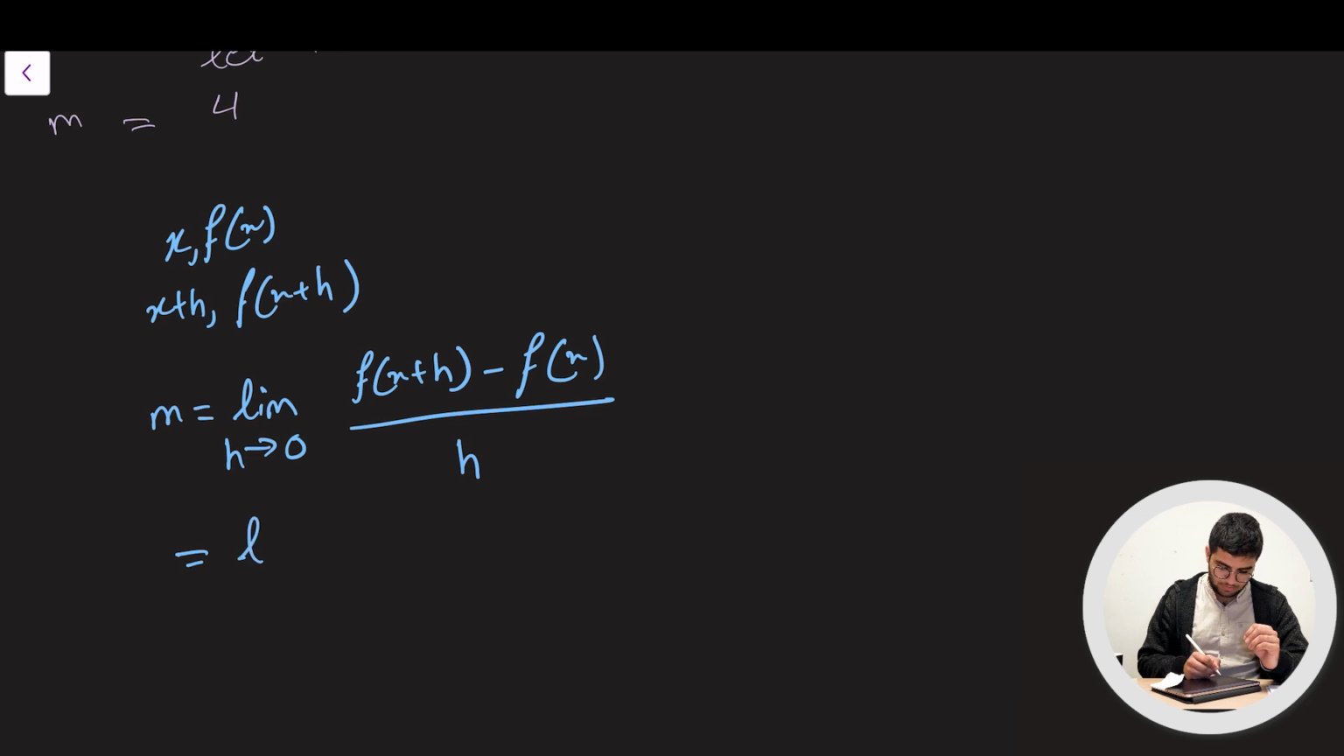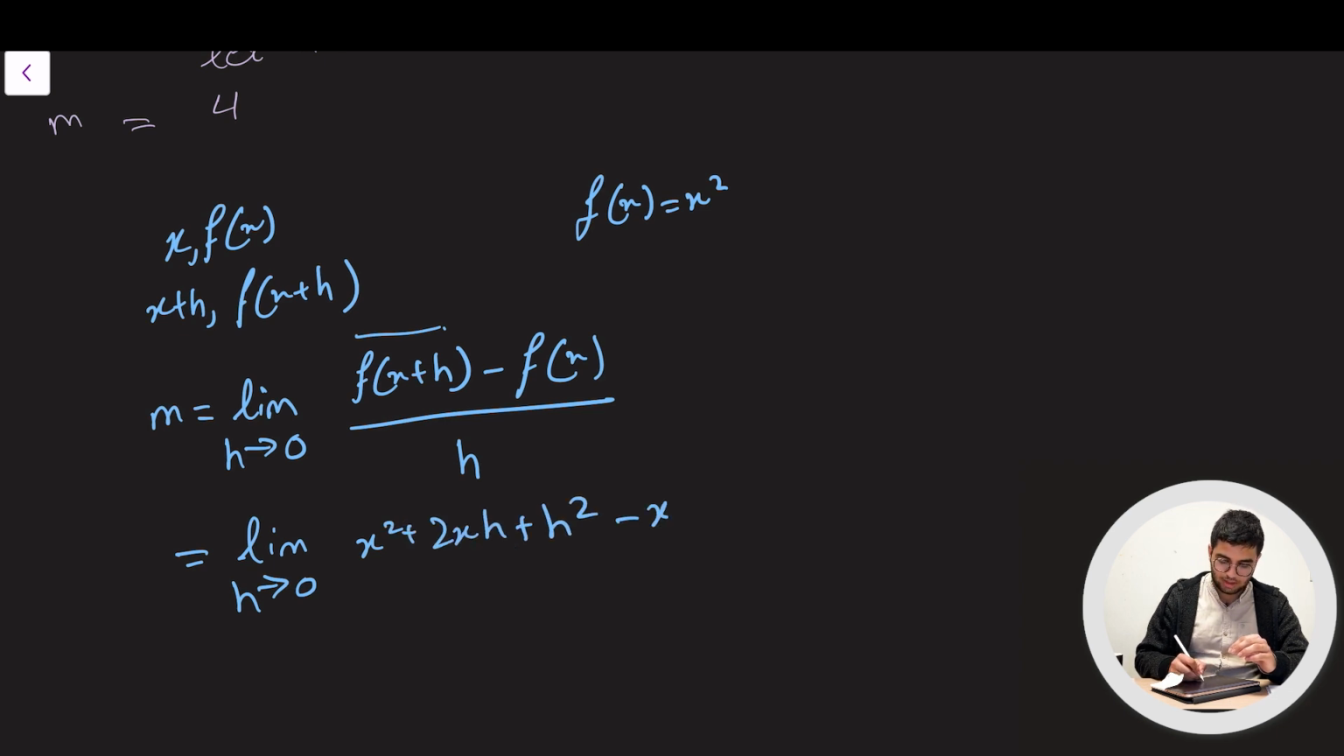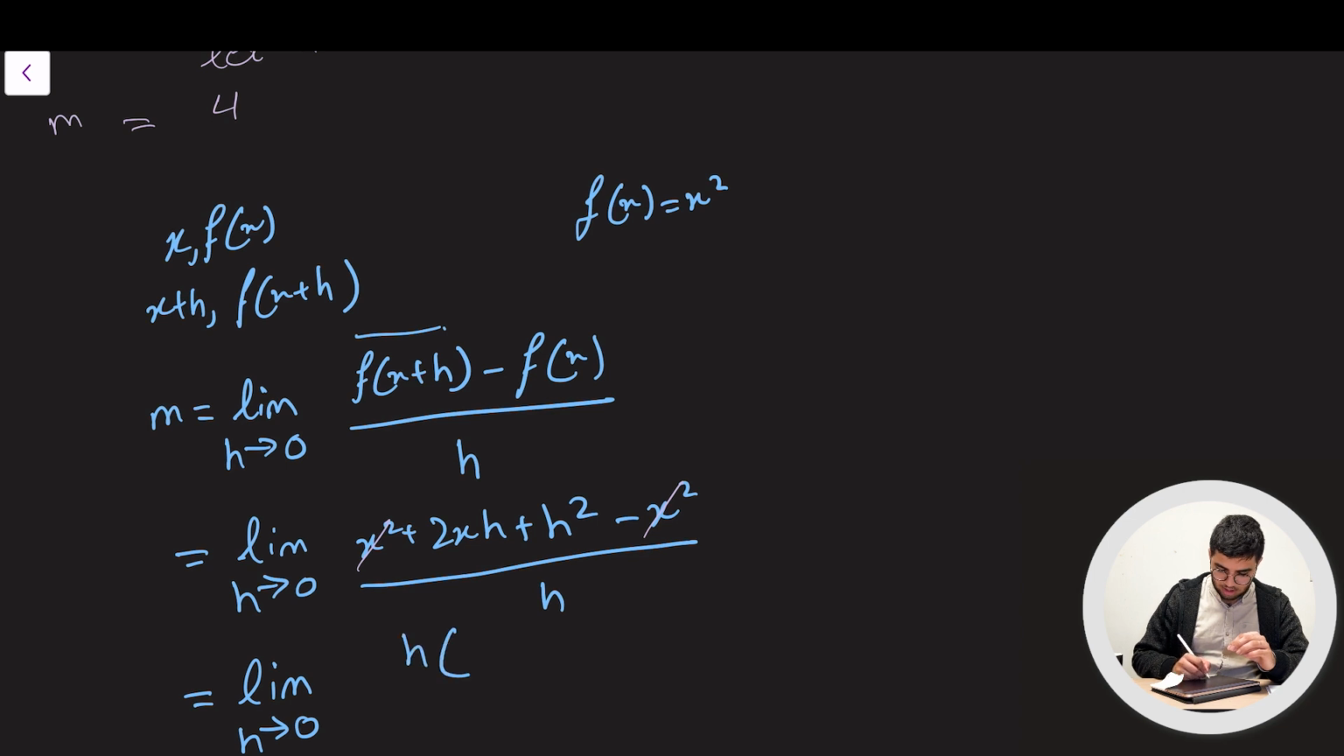Let's keep going. We know that our function is still f of x equals x squared, which makes this part x squared plus 2xh plus h squared, take x squared, all over h. Again, the x squared terms cancel out, and you're left with this. Again, you can factor out the h's here and here, and you're left with this.